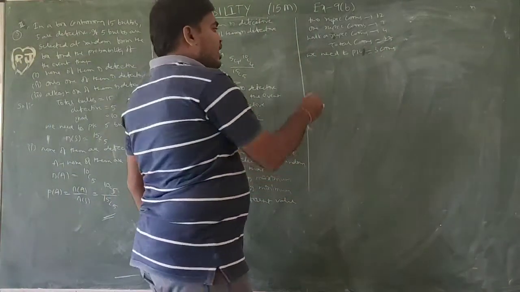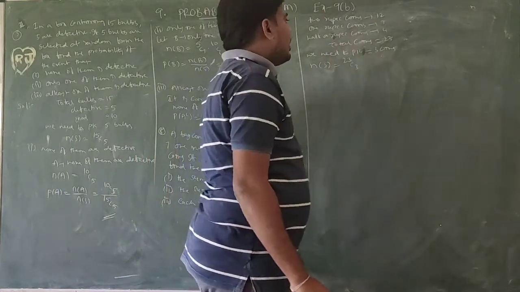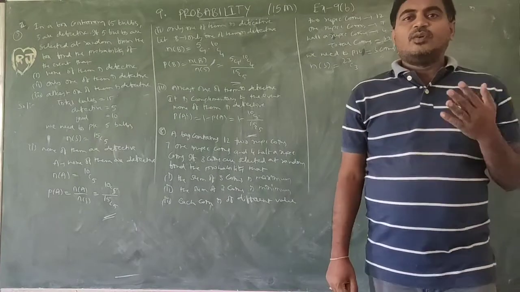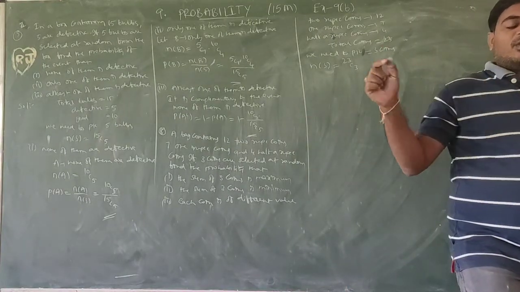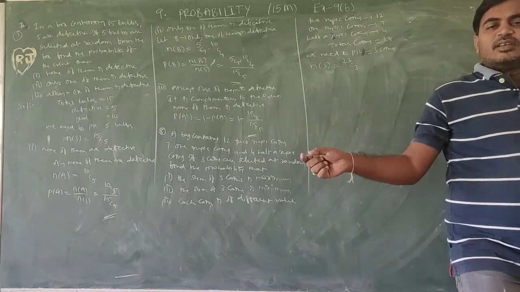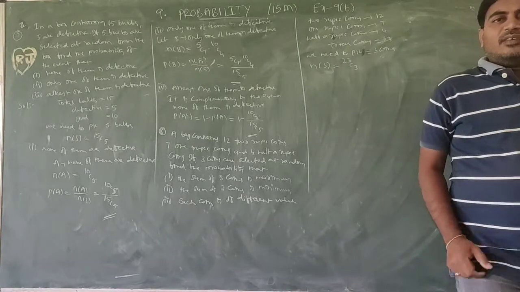Number of S, n(S) equal to 23C3. So this is the n(S). We need to pick 3 coins out of 23 coins at random. Randomly we are picking without seeing it, so we will get 23C3 choices. So this is n(S).